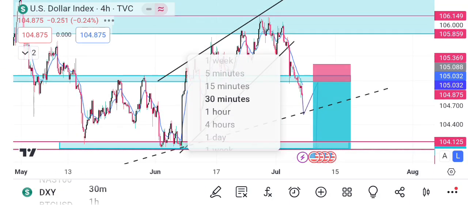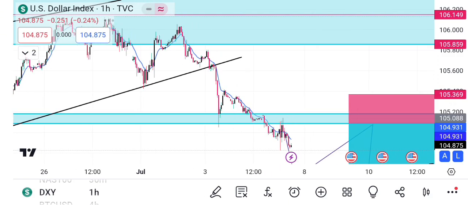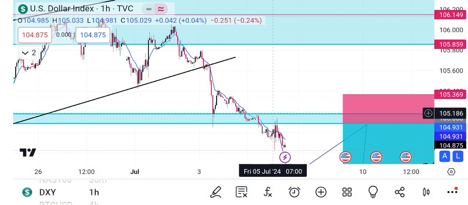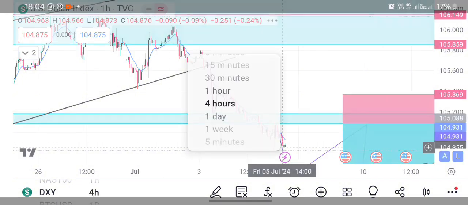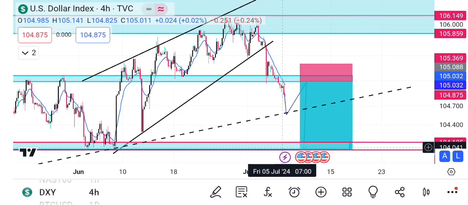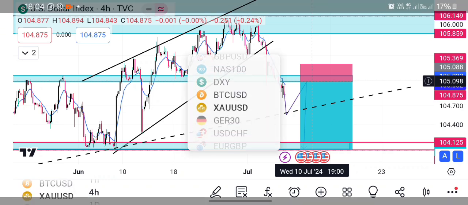I can even go on the 1 hour time frame. On the hour time frame, I see that we had a short retest, but the retest is not complete yet because it needs to align with the H4. On the H4 we're going to be entering on an H4 retest, then boom, we're good.